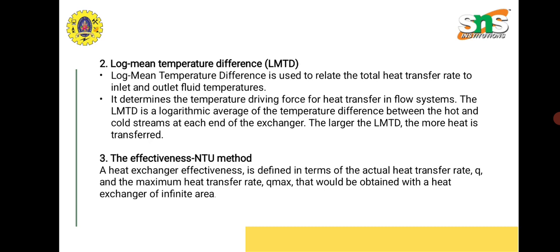The LMTD is the logarithmic average of the temperature difference between the hot and cold streams at each end of the exchanger. The larger the LMTD, the more heat is transferred. The effectiveness NTU method. The heat exchanger effectiveness is defined in terms of actual heat transfer rate Q and the maximum heat transfer rate Q max that would be obtained with a heat exchanger of infinite area.